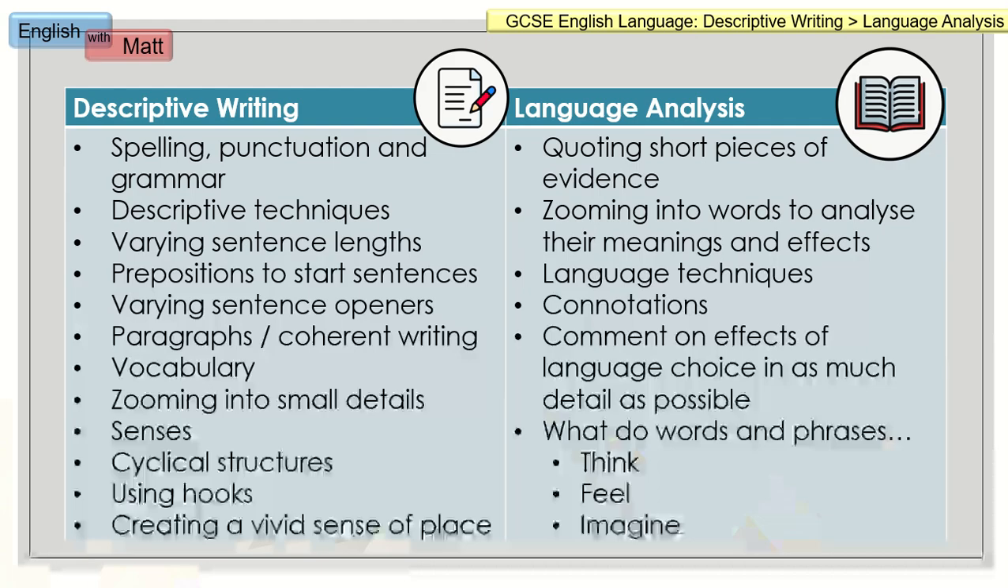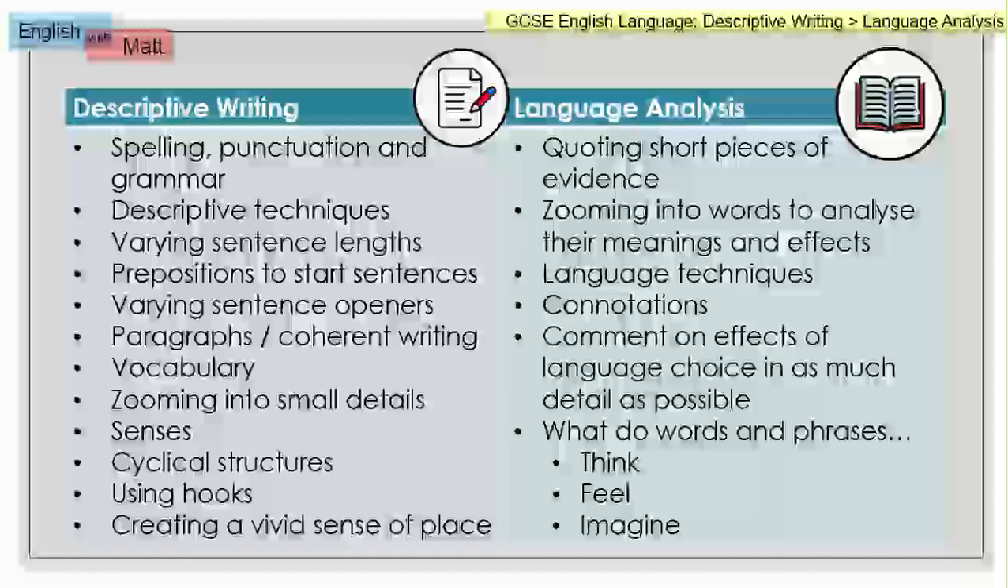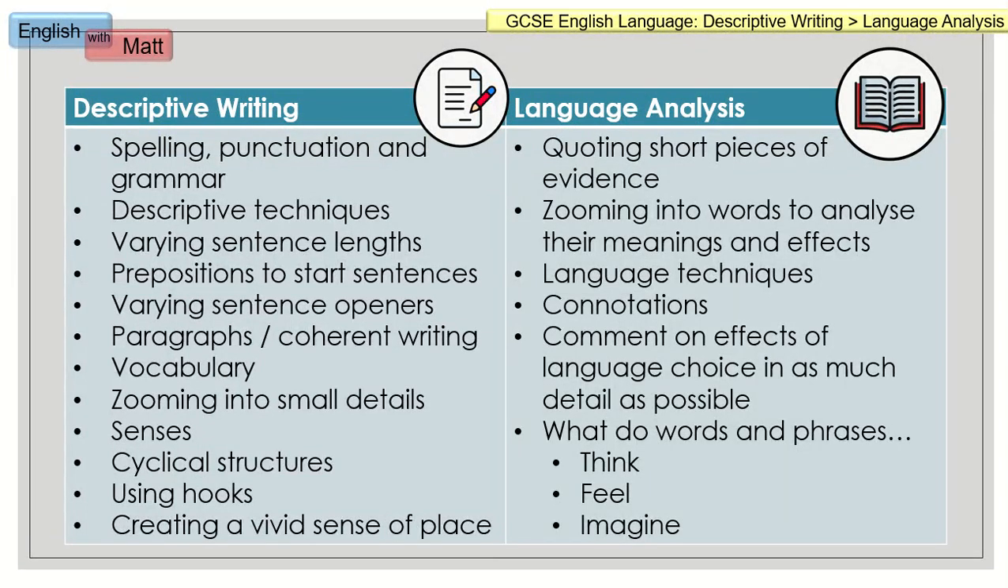Now, in order to just remind ourselves of most of the skills that the examiner will be looking for or will credit you for in both of these topics, you can see on the left-hand side all of the things that make good descriptive writing, and on the right-hand side, all of the things that make good language analysis. With language analysis, for example, we need to think about, well, what is the impact? What is the effect of the words and phrases that writers use? So the sentence stems or the prompts think, feel, and imagine are often quite good and concise to help students think about, well, what is the impact of this word or phrase?